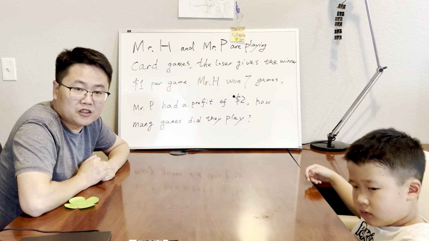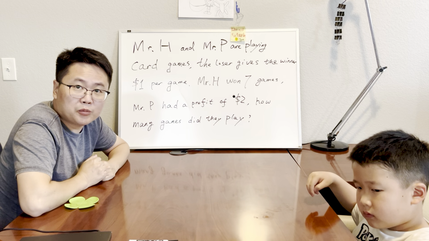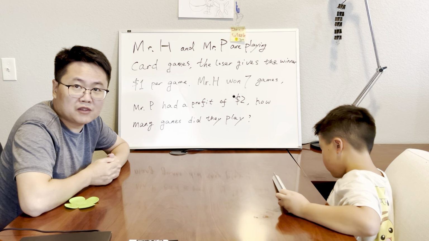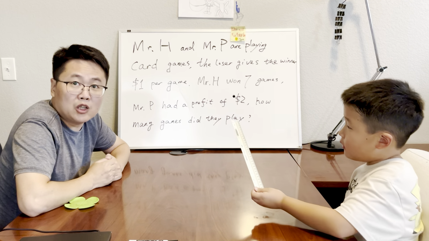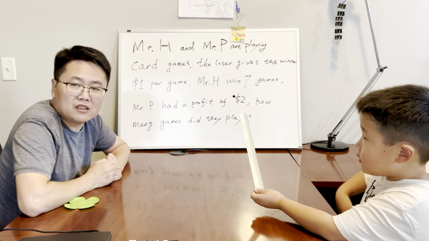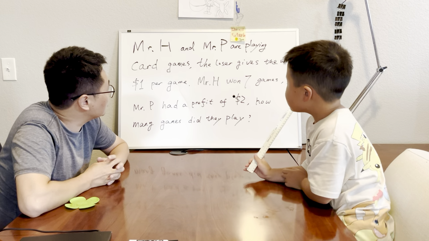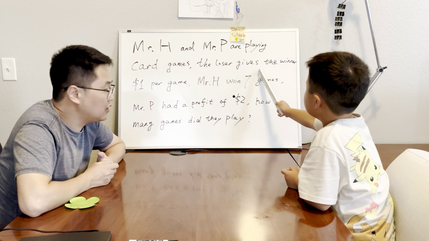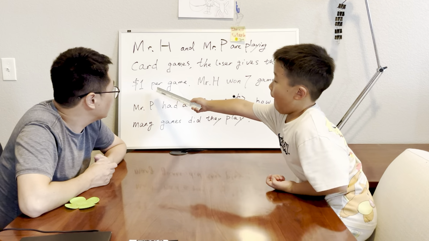And in this question, the question is like this. Mr. H and Mr. P are playing card games. When you are playing card games, it's different from playing chess. In chess you have a stalemate, but in card games, there's always a winner and a loser. The loser always gives the winner $1 per game.